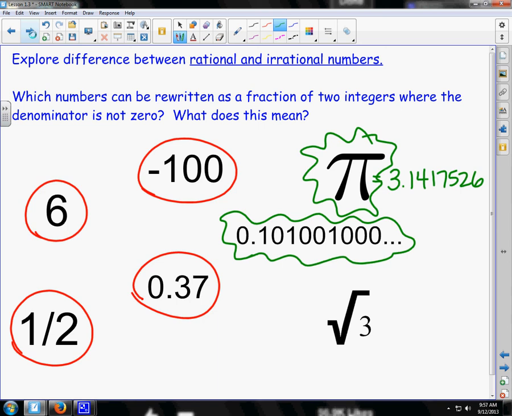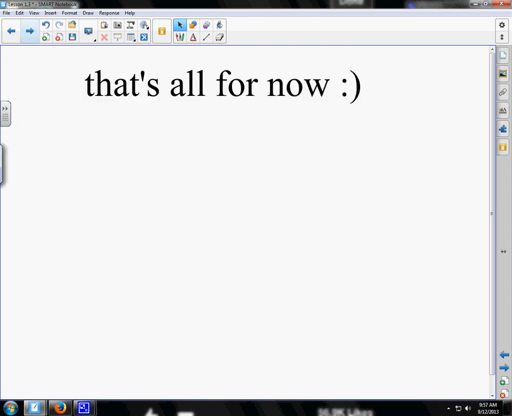And then the square root of 3. That, if you put that into your calculator, is an irrational number. It comes out with a decimal that has no pattern. So there is quite a difference between the two. All right, that is it for your notes.